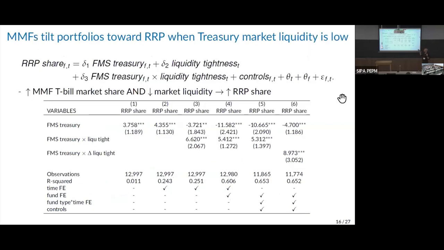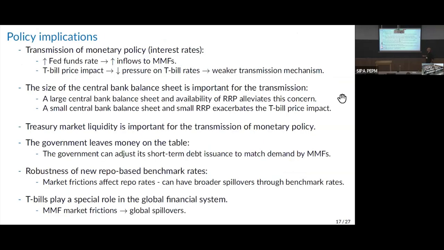And then this result is just what I said: when the treasury market liquidity is low, the fund market share in the treasury is high, because you have a high price effect. That matters more when the liquidity is worse, and this is what we find. But I'll skip this quickly to talk about, of course, implications.